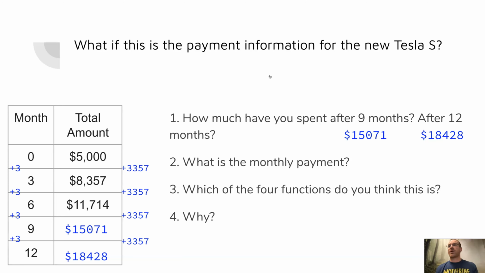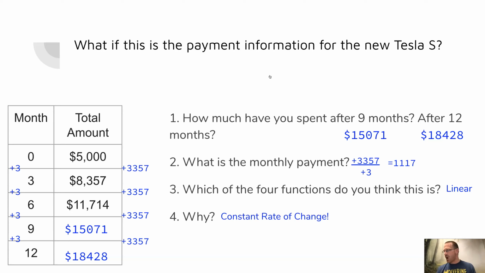We're going up by 3 months here. So we have to look at that ratio. And once again, 3,357 divided by 3, divide that out, reduce that fraction, and we get our monthly payment of $1,117. All right, so once again, it's got to be a linear function because we have that constant rate of change.